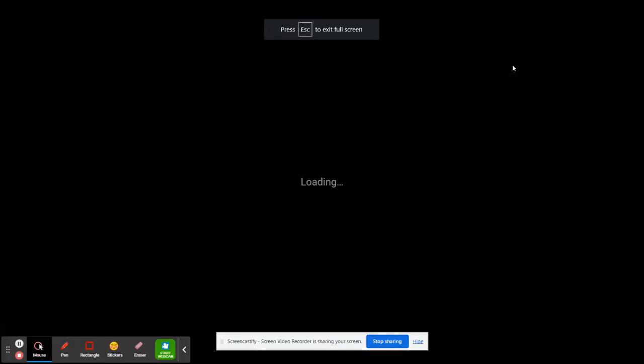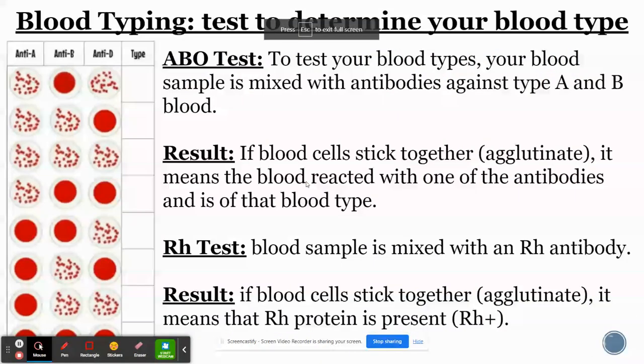All right, in this video, we're going to finish up with taking a look at blood typing. So blood typing is basically just a test people can do when you're going to donate blood or you need to receive blood in order to check what your blood type is. So let's go and take a look at an example.